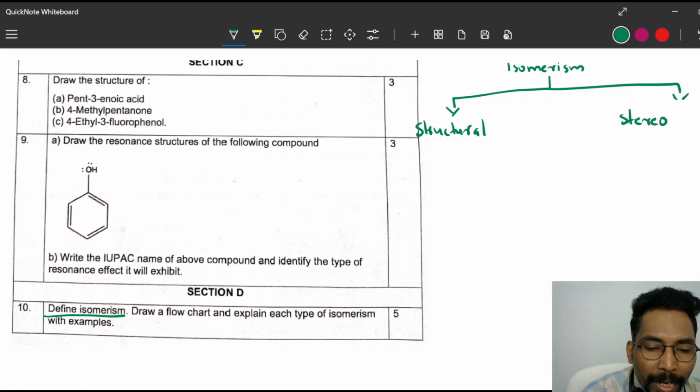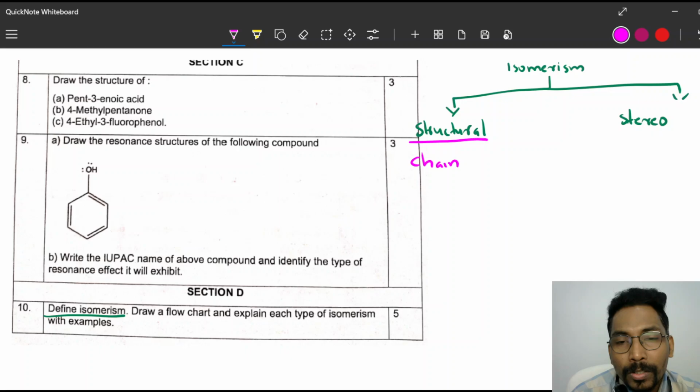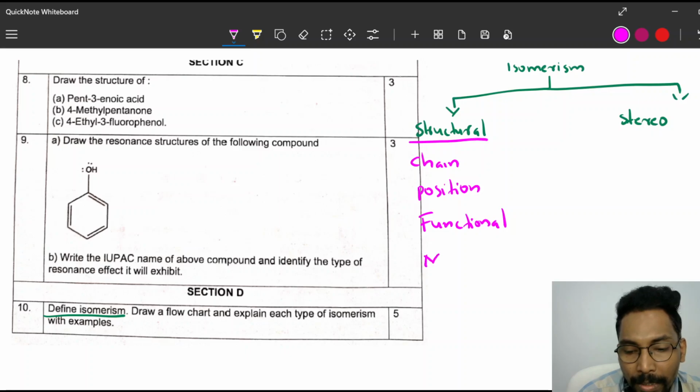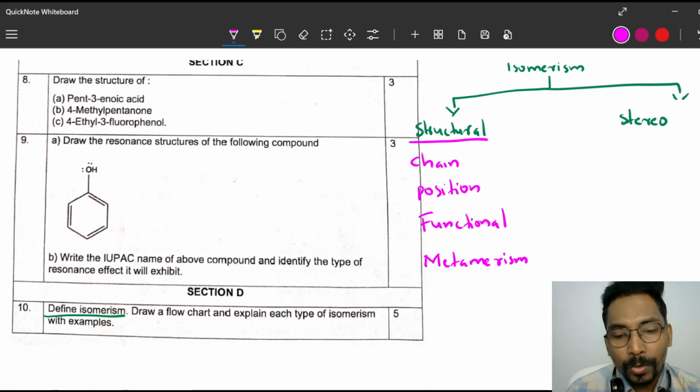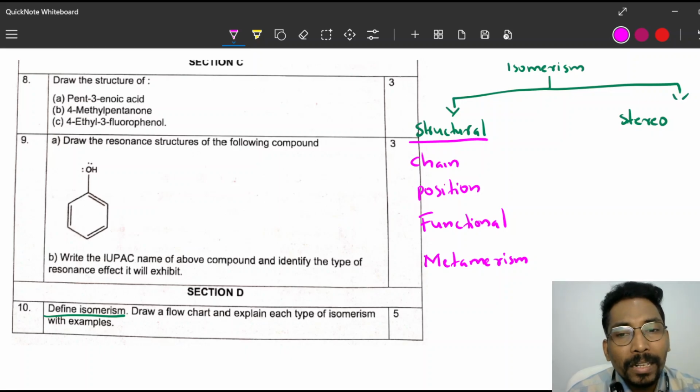Structural isomerism you can classify into different types again. Structural isomerism can be classified into chain isomerism, position isomerism, functional isomerism, then metamerism. Okay, so we can check examples also. Chain isomerism means, as the name indicates, their parent chain will be different.